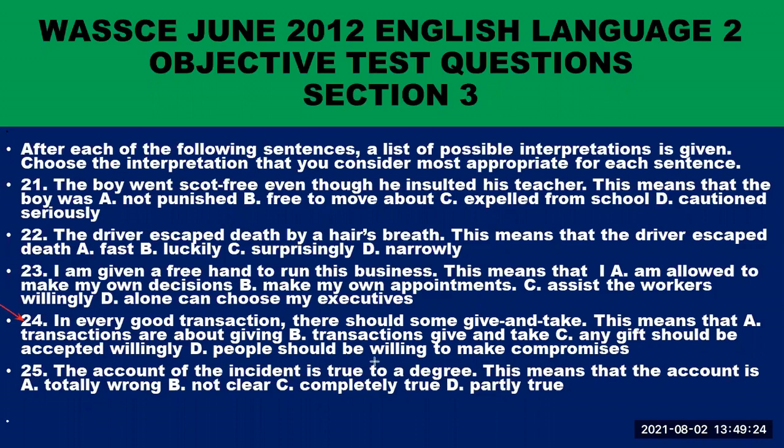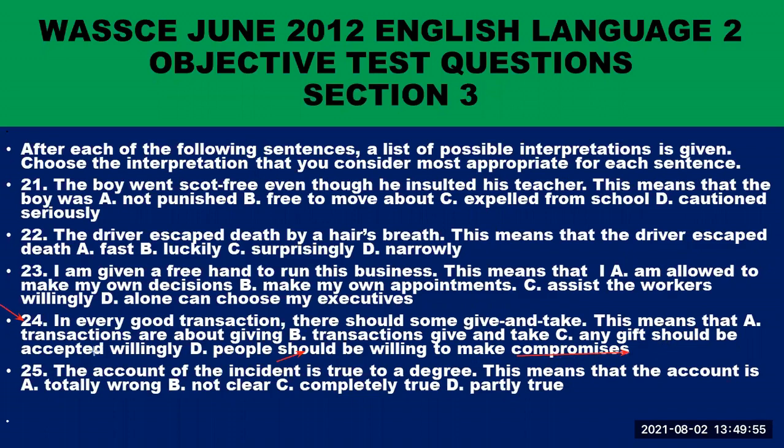Of course, you can see that D is the obvious interpretation. You know, give and take. So again, you can see that this creates a kind of image in your mind. Give and take, which means when it involves two people, there is a kind of compromise, all right? So that exactly is one way of trying to interpret the idiomatic expression.